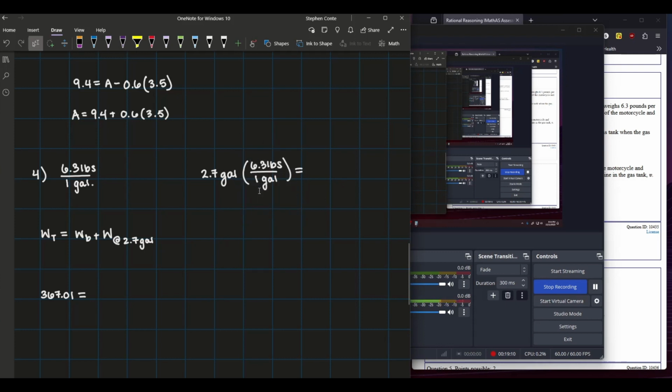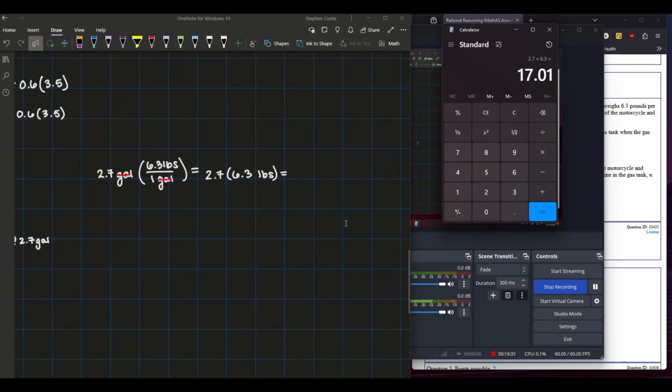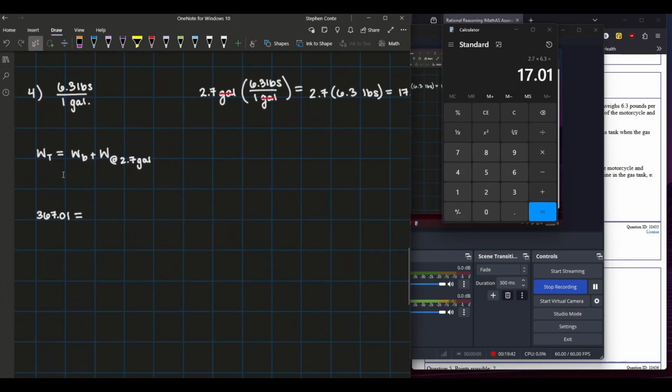I have gallons divided by gallons. So technically, if you're doing dimensional analysis, if you've taken chemistry 1, have you seen this? The units for gallons will technically cancel out, and then we're really just left with 2.7 times 6.3 pounds. That's just to make sure that the units check out, because we want an output in pounds. So then I have 2.7 times 6.3, which is 17.01 pounds.